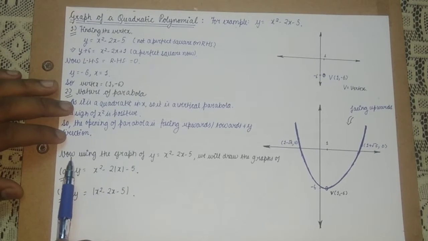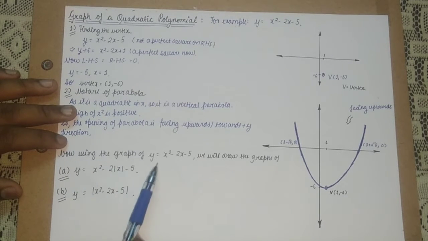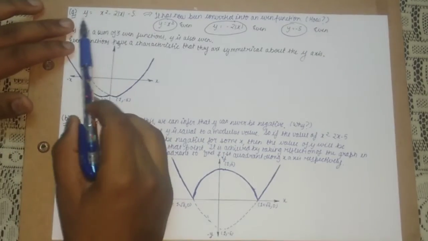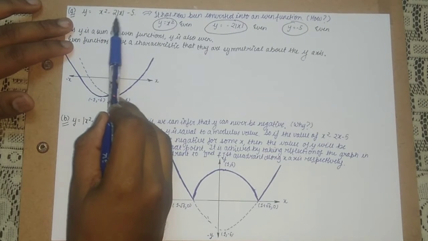Okay, so now we'll encounter two questions. The question is, now using the graph of y equals x square minus 2x minus 5, we'll draw the graphs of: first question, y equals x square minus 2 mod x minus 5, and the second question is y equals mod of (x square minus 2x minus 5). So, the first one is y equals x square minus 2 mod x minus 5.